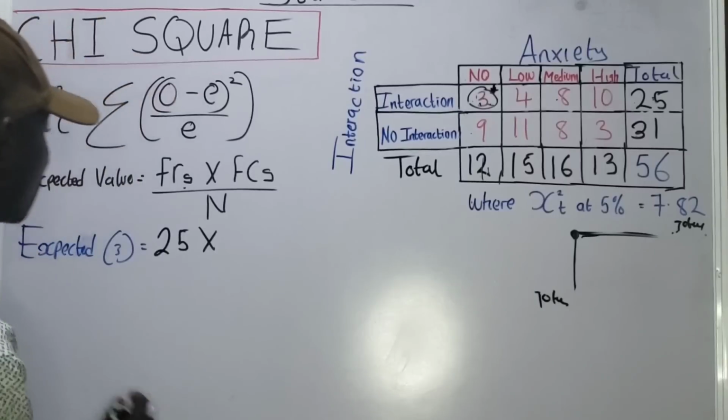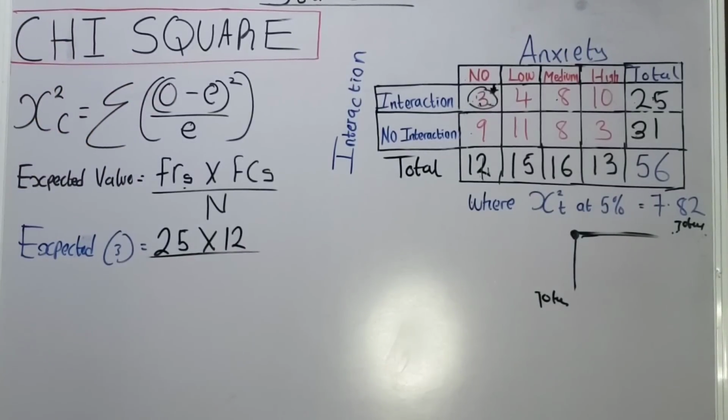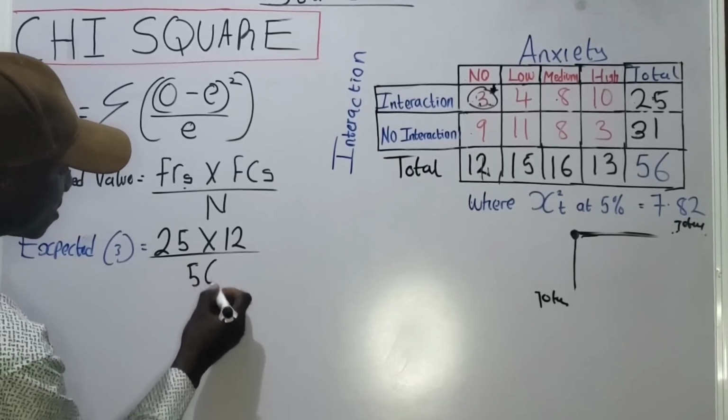Now, that's 25 times 12. So here I'm going to have 25 times 12 all over N. Don't forget, N is the total number, the summation of all the frequencies, the summation of all the observed values on our contingency table. That is the value of N. If you add all of them together, you're going to have 56. So in this case, N is 56. Do you understand? So you can put 56 there.